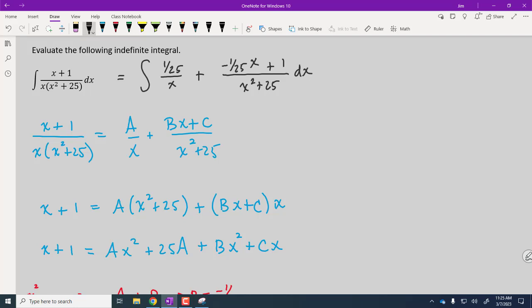So, what do we get for the first integral? Let's focus on that one first. Natural log of x, absolute value of x. Now for the second one, what do you think we're going to do?